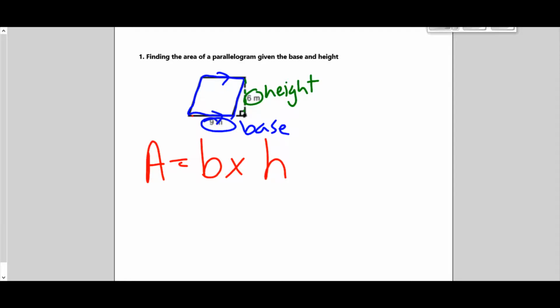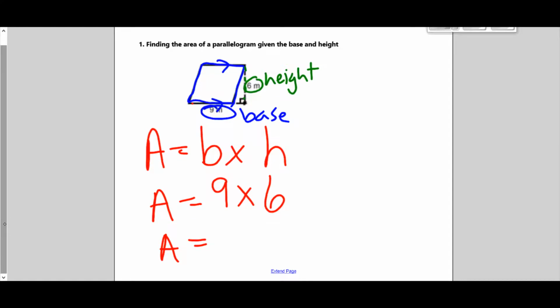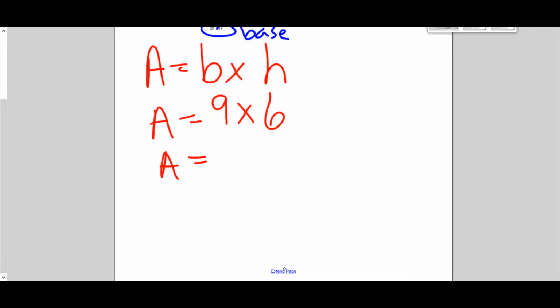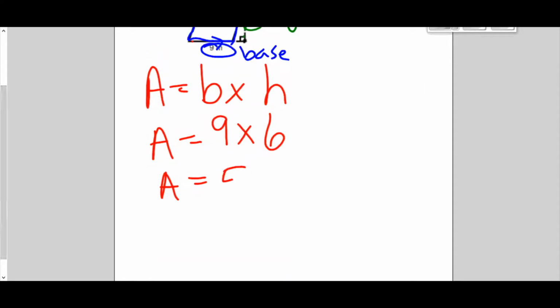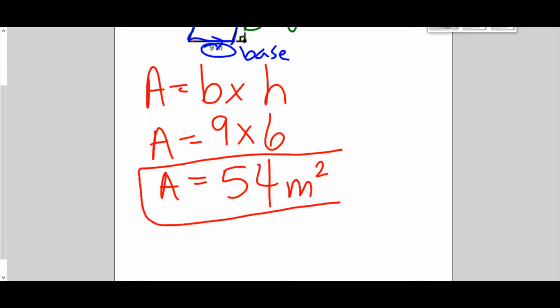So when I plug those into my area formula, I get area equals 9 times 6. So the area of this parallelogram is 54 meters squared. So that is the area of that parallelogram.